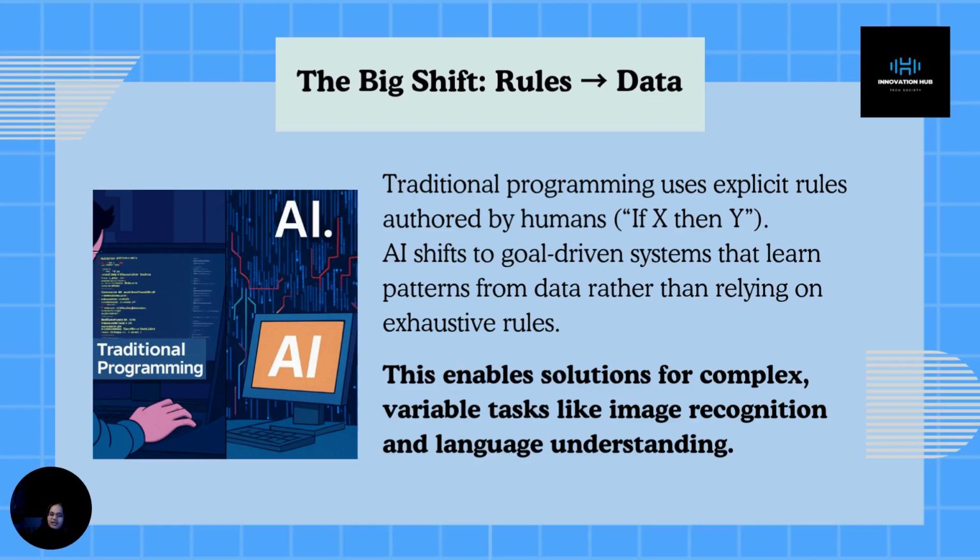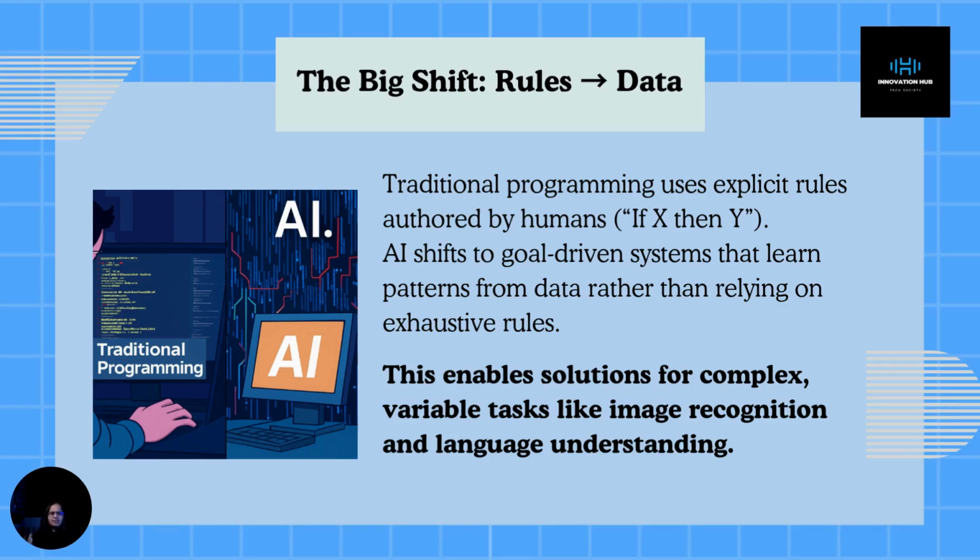Now, to really understand why AI is so powerful today, we need to understand what changed compared to traditional computing. In traditional programming or computing, everything is based on rules. A developer writes explicit instructions. For example, if this happens, then do that. The if-then logic, right? This works well for simple problems, but it completely breaks down when things get complex.